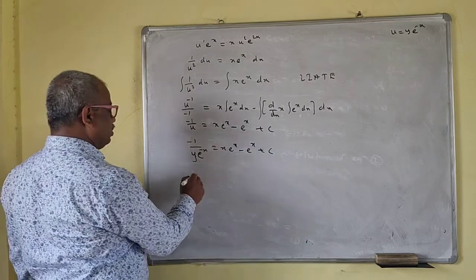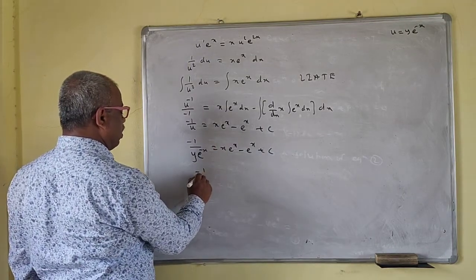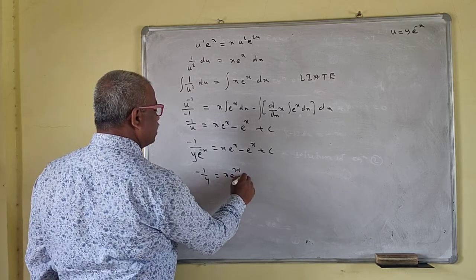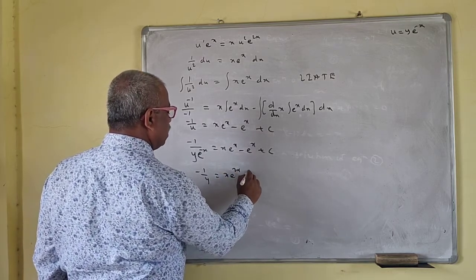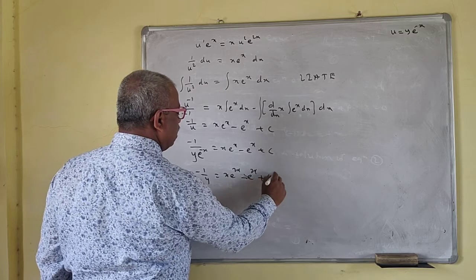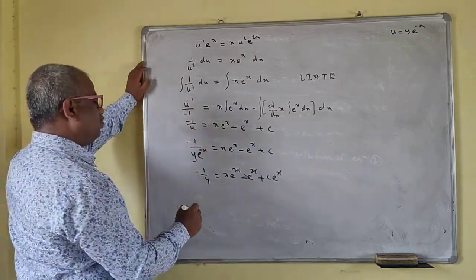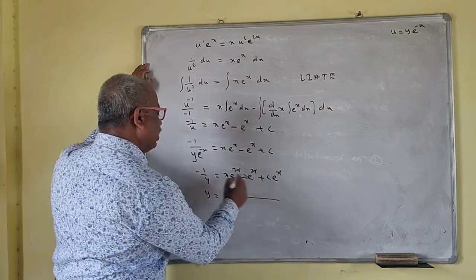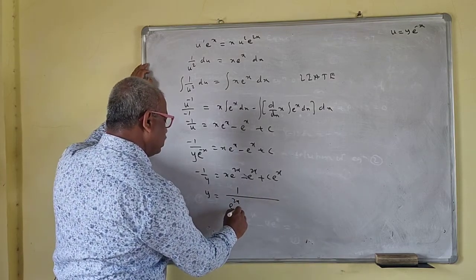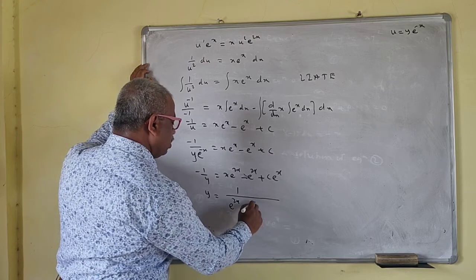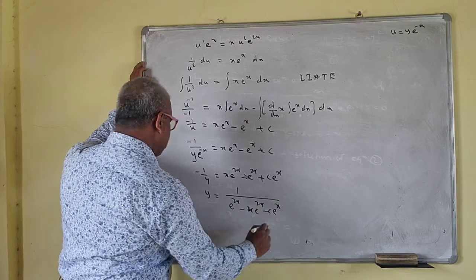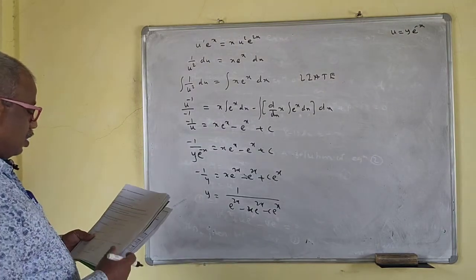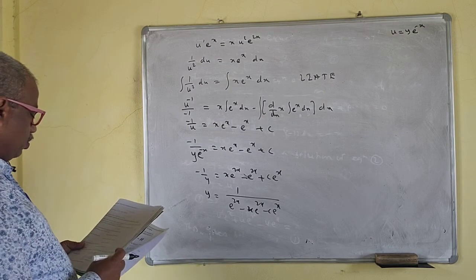You may multiply by this. This is what? Minus 1 by y. So this is what? x e raised to twice x minus e raised to twice x plus c e raised to x. And you can take the reciprocal. So y is equal to 1 upon, I will shift the minus sign also there, e raised to twice x minus x e raised to twice x minus c e raised to x. So this is the solution.